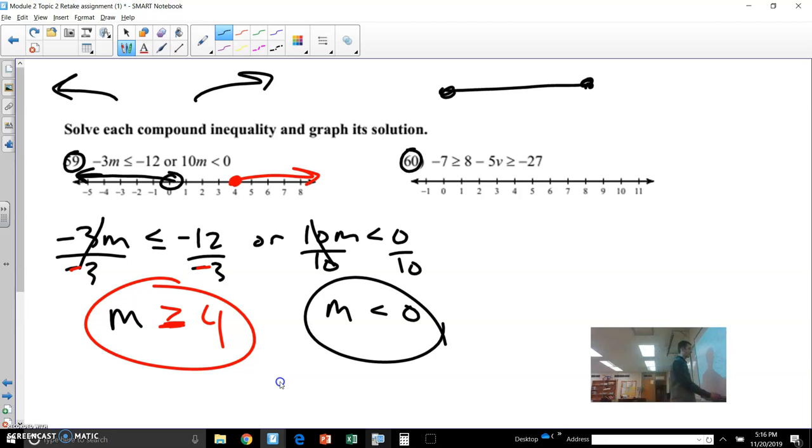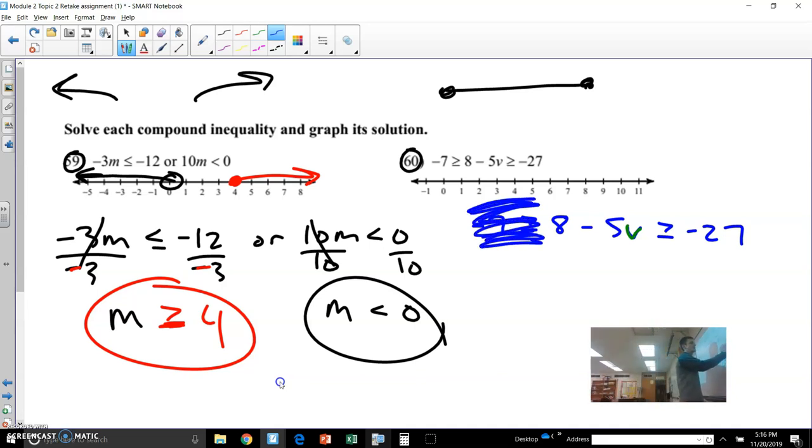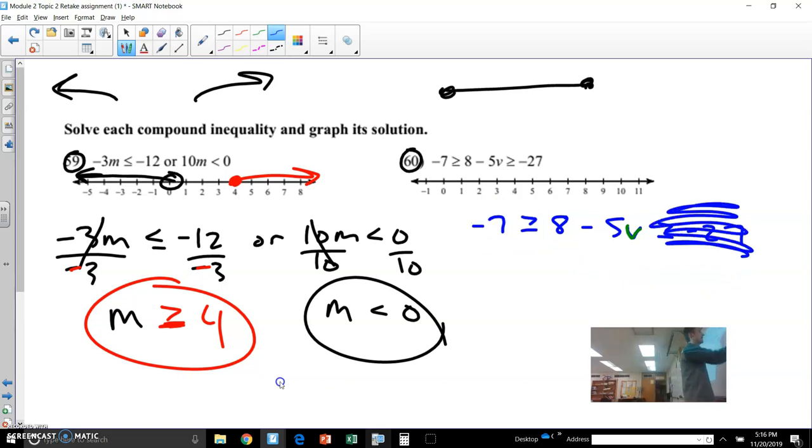Now, something like number 60, what a lot of students want to do is write it in a way that it starts, and I want to try to get v by itself, but I want to work out of the middle moving both directions. So for example, let's say you didn't have the 7 on the left. I would want to subtract 8, divide by negative 5. Well, that would be true if you didn't have this side. I would want to subtract 8 and divide by negative 5 to get v by itself.